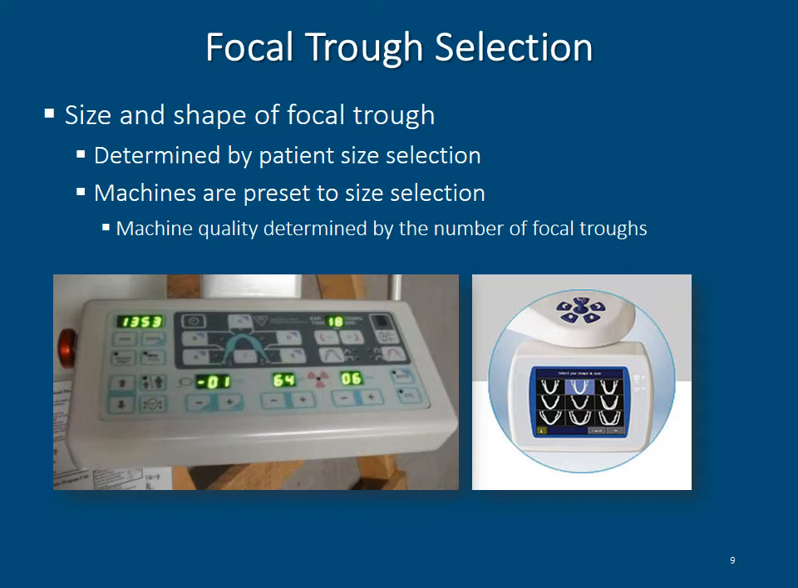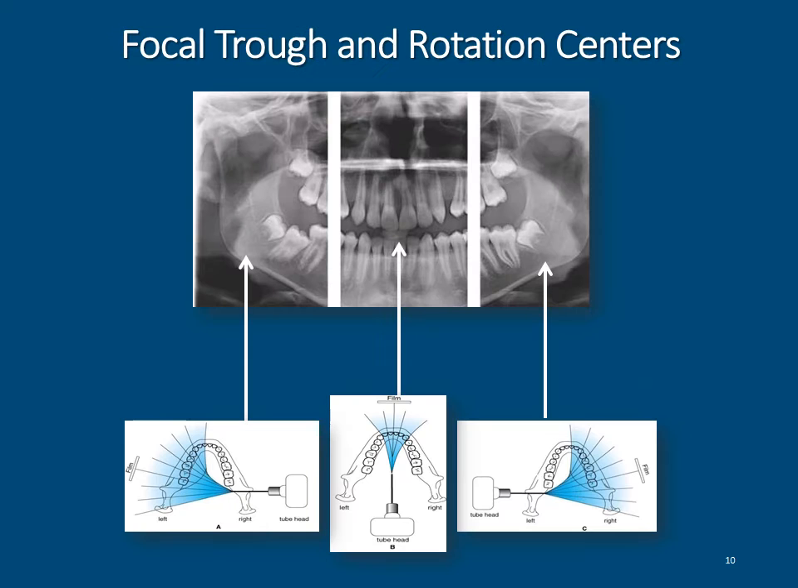That machine is quite expensive. As it is now, our digital panoramic machine costs us probably about $10,000. So the quality of the machine is determined by the size selection of the various focal trough sizes, and it also is determined by the number of rotation centers, which we will talk a little bit more about as we go on. This image identifies the different focal troughs and the rotation centers and how they function.